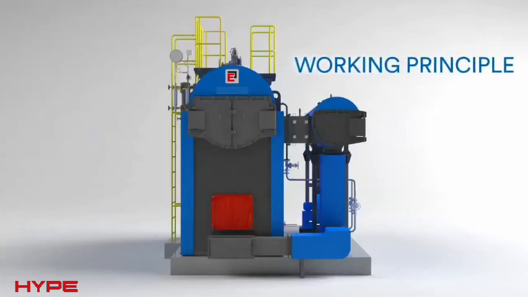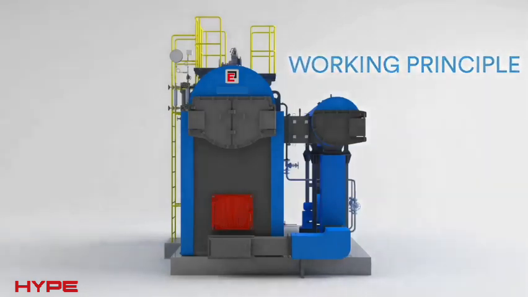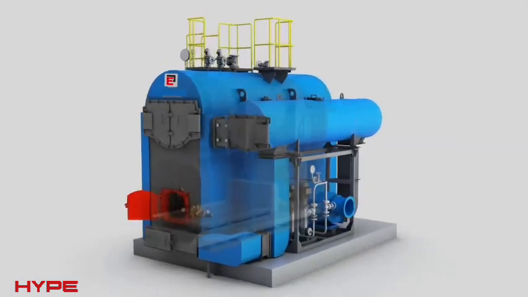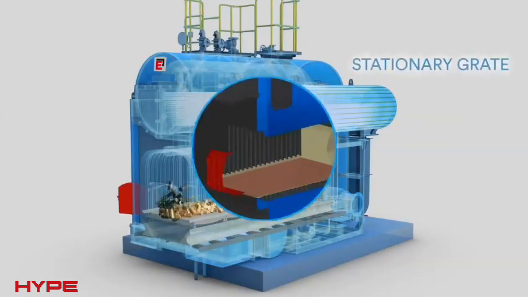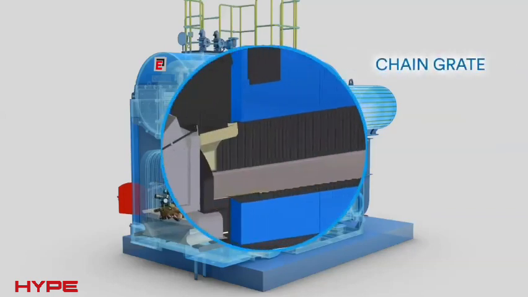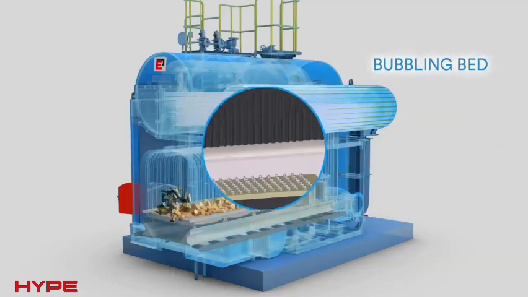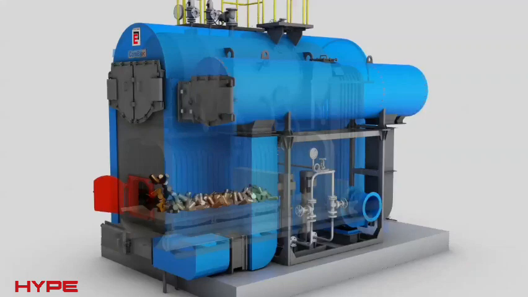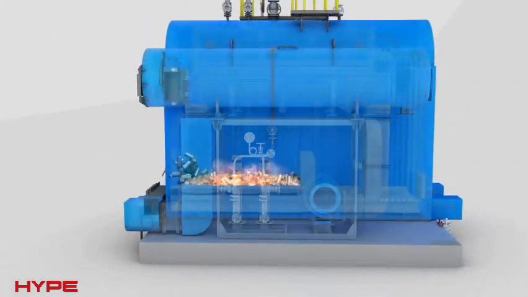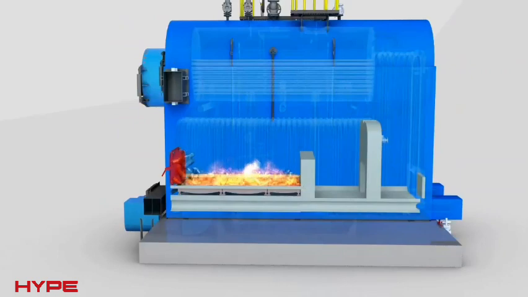Working principle. Firstly, the fuel enters the combustion chamber on any of the four combustors, viz. stationary grate, chain grate, bubbling bed or horizontal reciprocating grate. Once inside the combustion chamber, the fuel is ignited and the combustion starts.